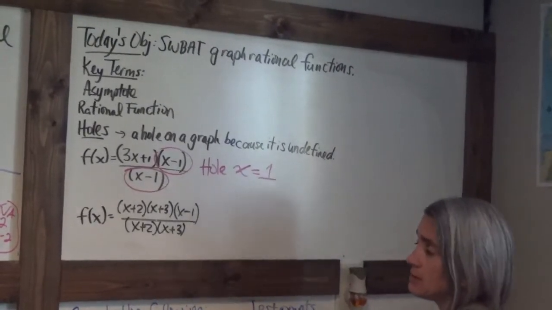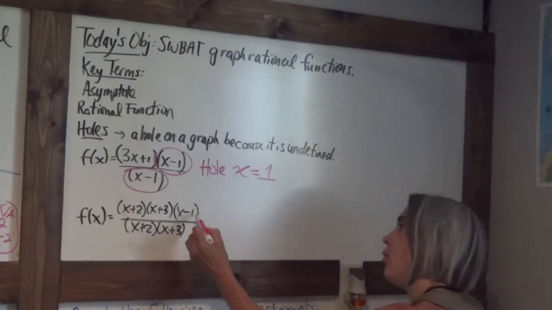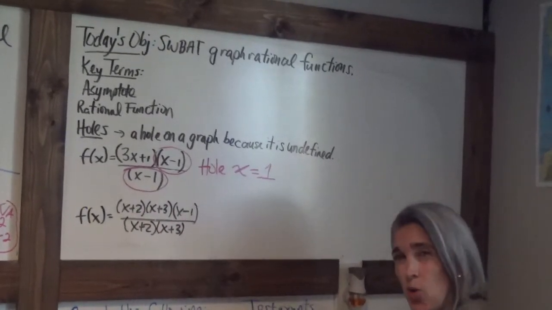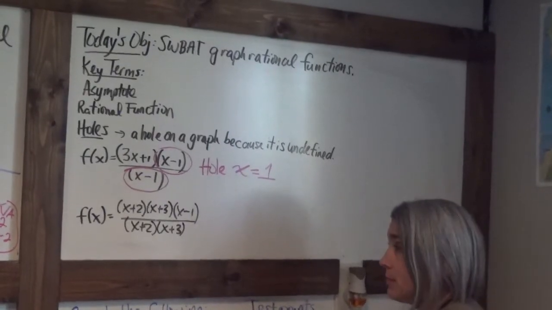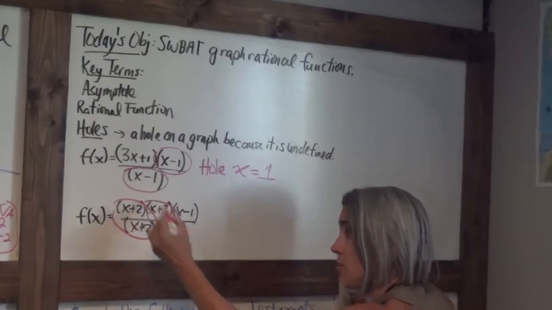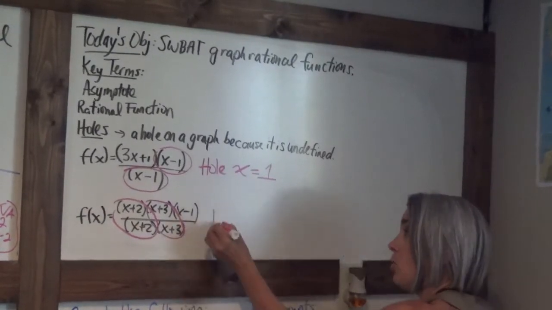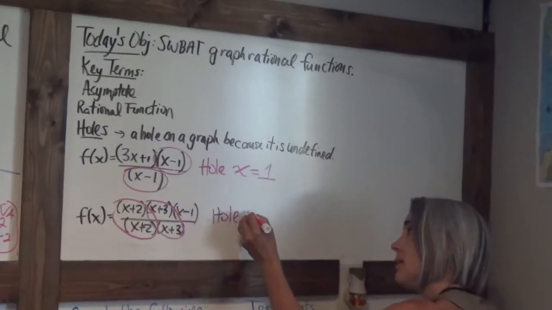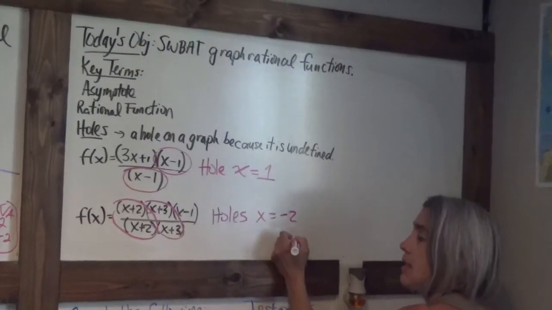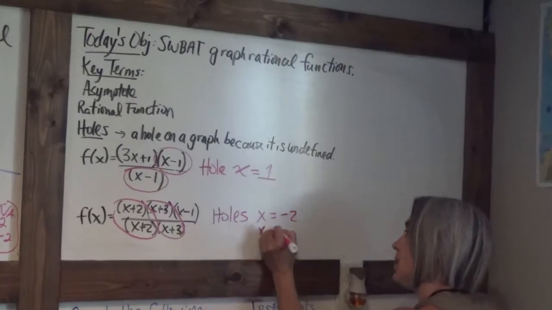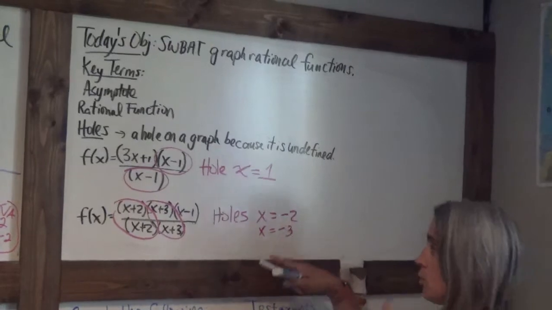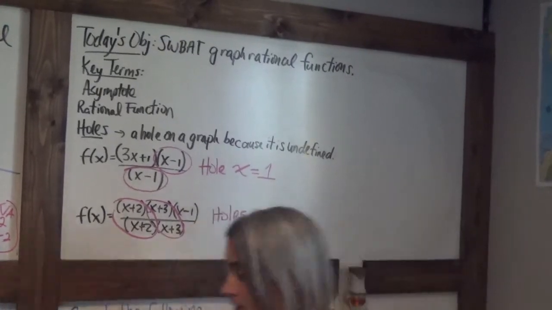Okay, let's take a look at the second example. We have all these things on the top, all this on the bottom. What do you think the hole is on this graph if I was to graph it? Well, these two are the same, and these two are the same. So those are my two holes. Where specifically is it? It's at x equals negative 2, and it's also at x equals negative 3. This might come into play when we start graphing these.